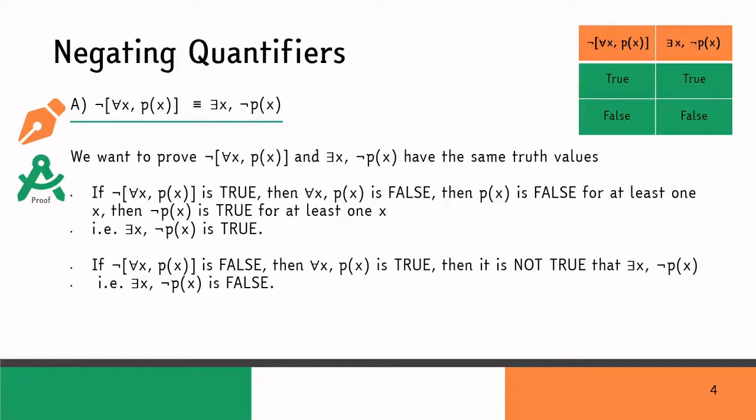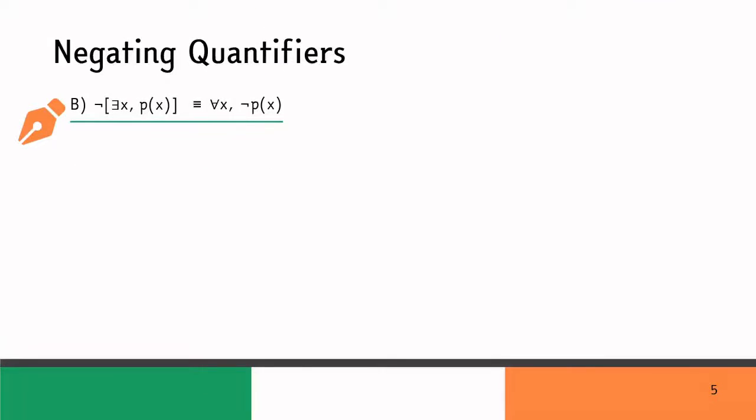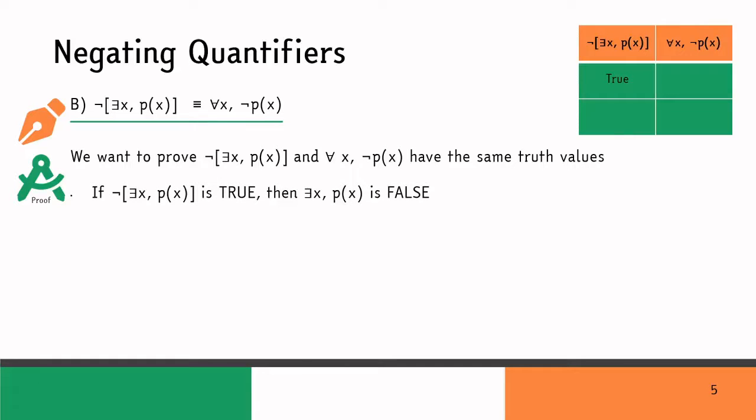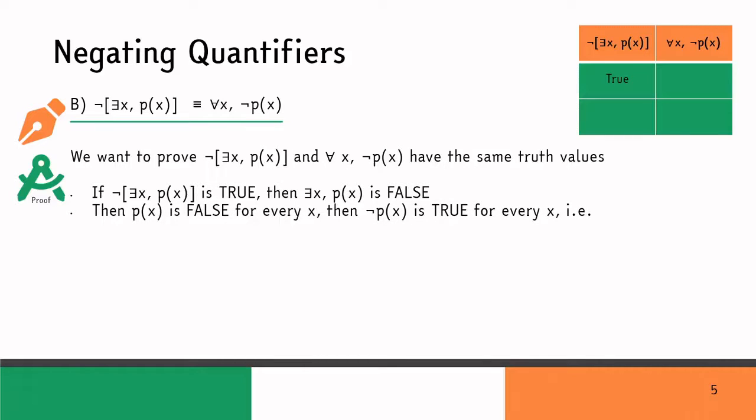Let us consider the second one. For the equation negation of there exists x such that p of x is equal to for all values of x negation of p of x, again, to prove this statement, we will map the truth values for both of the constituent statements. Let's start with the LHS. If negation of there exists x such that p of x is true, then there exists x such that p of x is false. This means p of x is false for every x, and if we negate that, we can say that for all x negation of p of x is true.